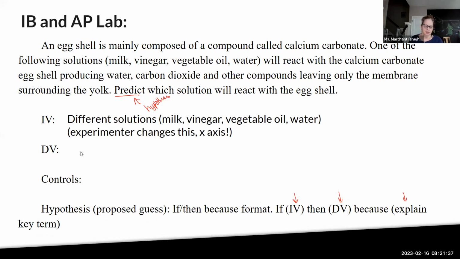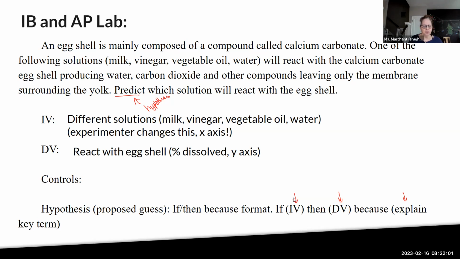The dependent variable, what are we going to be measuring? We're going to be measuring something about the eggshell. So something about the eggshell, percent dissolved, how much of the calcium from the eggshell went into solution. That is one thing that you could be measuring. That would go on the y-axis.